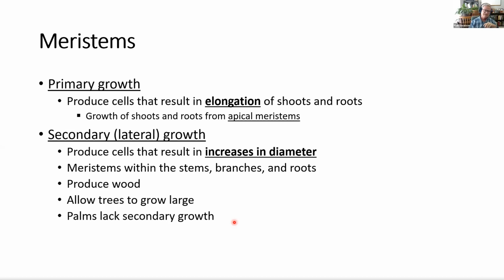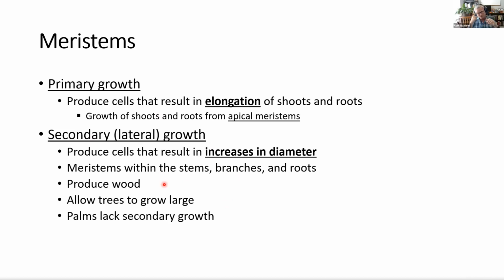The second kind of meristem is secondary or lateral growth. When I was a teenager, I was 112 pounds, but I was about 6 feet tall, and now I'm still about the same height, but I've gotten a lot bigger than 112 pounds. So I grew in secondary, or diameter. Meristems within the stems, branches, and roots all have secondary growth. So once elongation is complete, everything's going to get a little bigger.